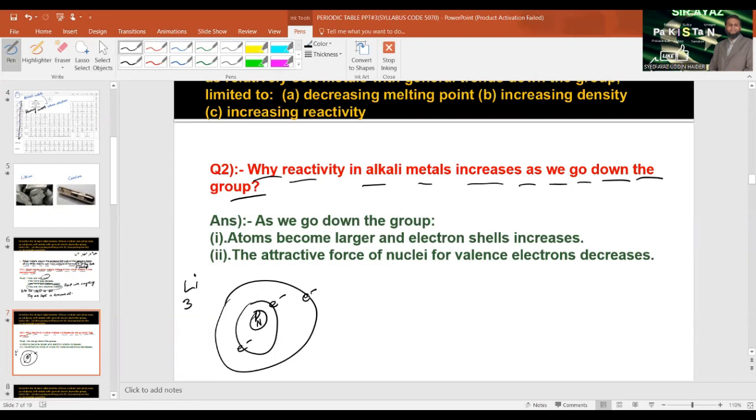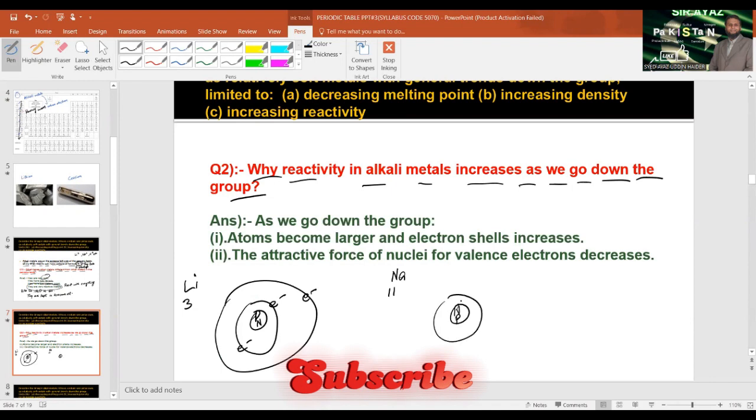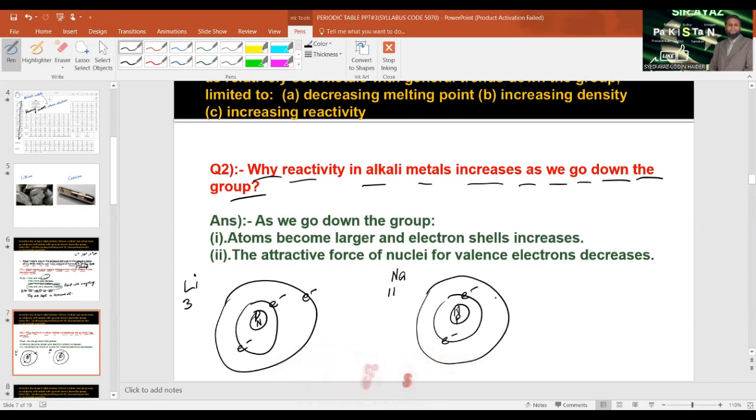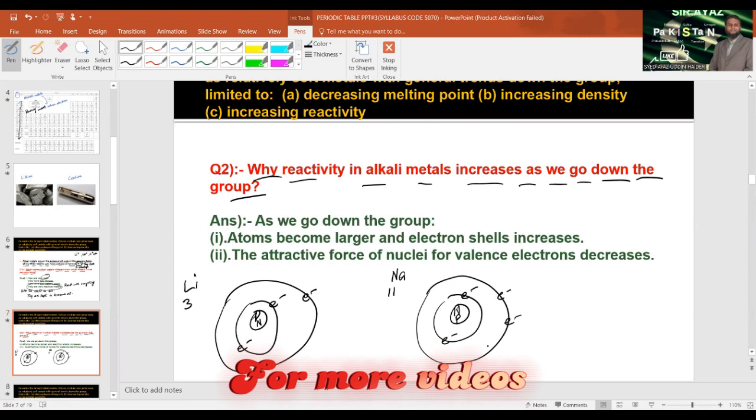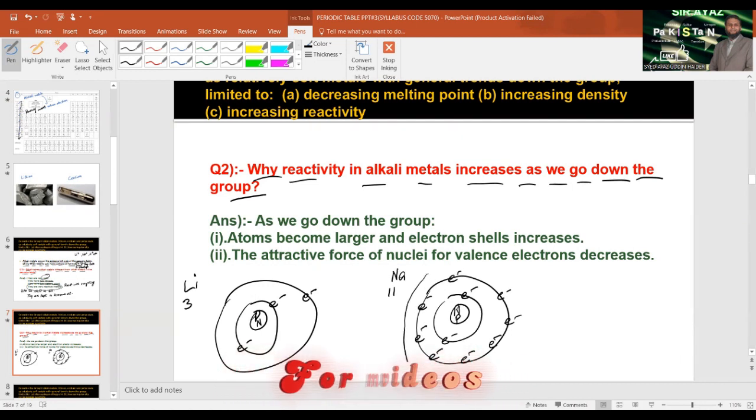Now after lithium, we have sodium. The proton number of sodium is 11, which means it has 11 protons and 11 electrons. This will be the nucleus of sodium, neutrons and protons. In the first shell, there will be 2 electrons, 1, 2. In the second shell, there must be 8 electrons, 1, 2, 3, 4, 5, 6, 7, 8. Now 1 electron is left. In the third shell, we have 1 electron.